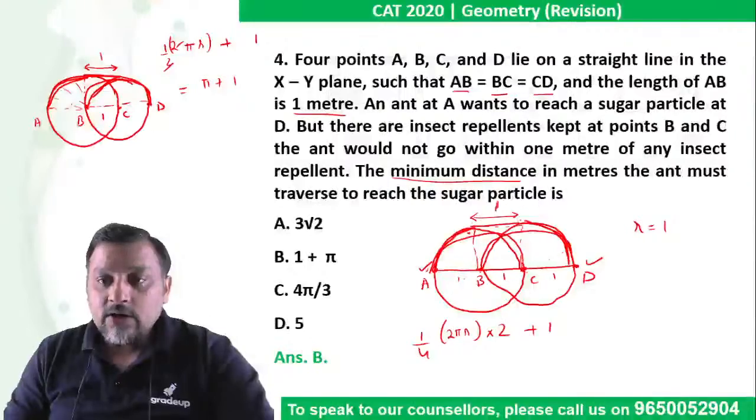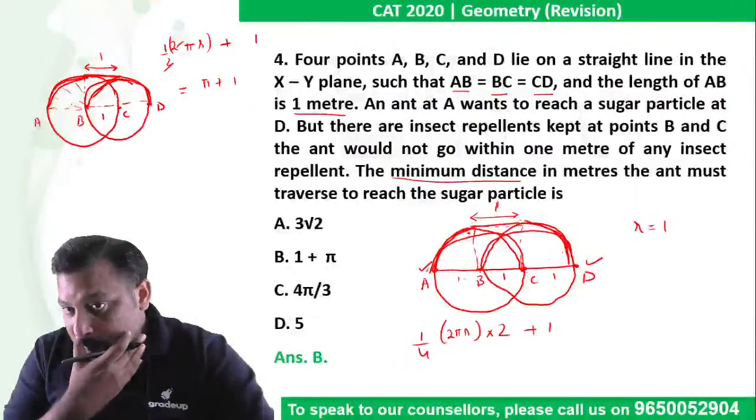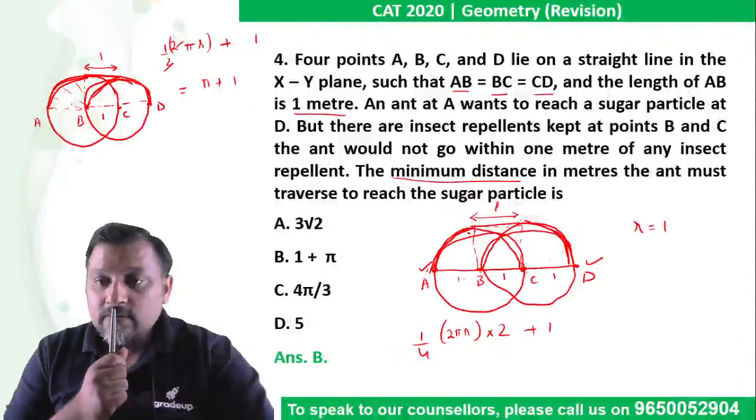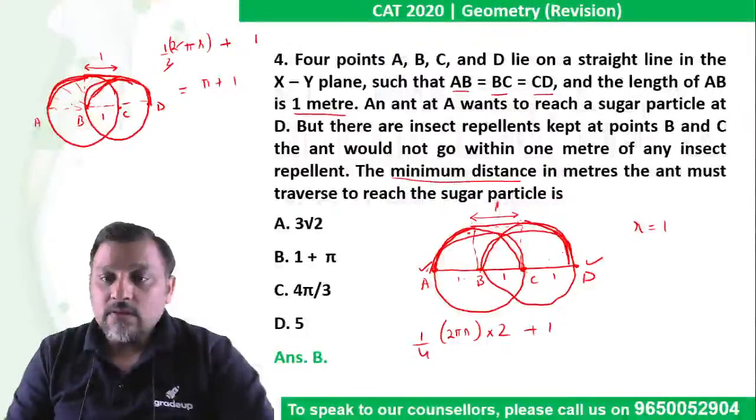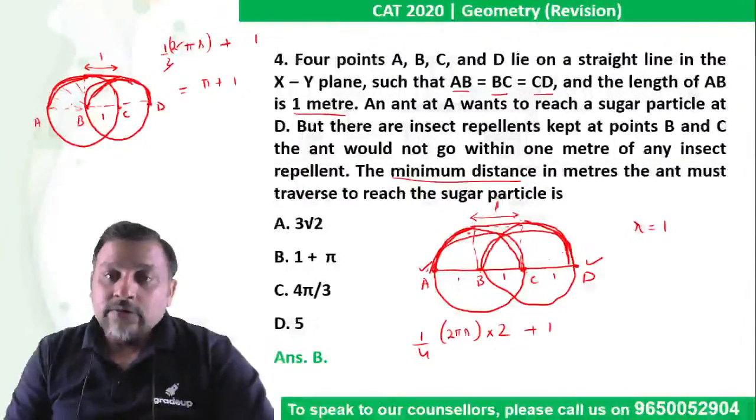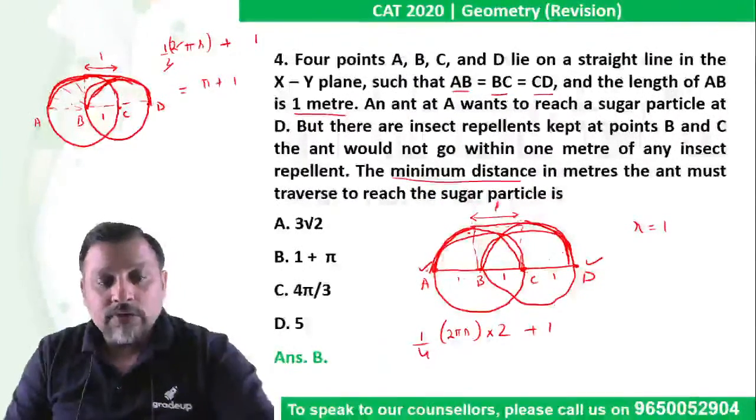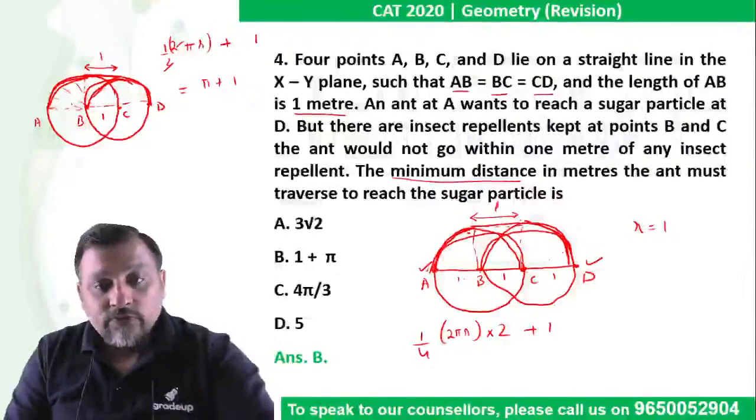Is this clear now, Surya? We are drawing 2 circles with center at B and C. Okay. So let's move to the next one.